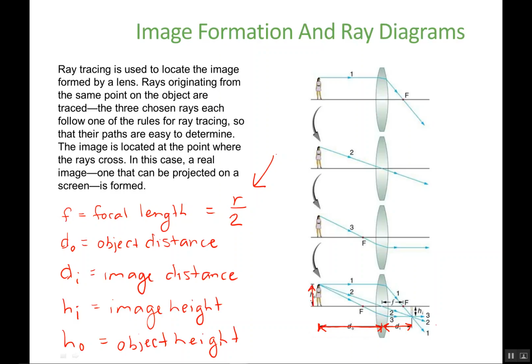HO is the height of the object. HI is the height of the image. So we have focal length, object distance, image distance, image height, and object height as the parameters of the ray diagram.